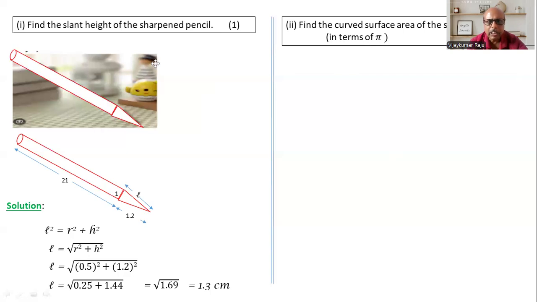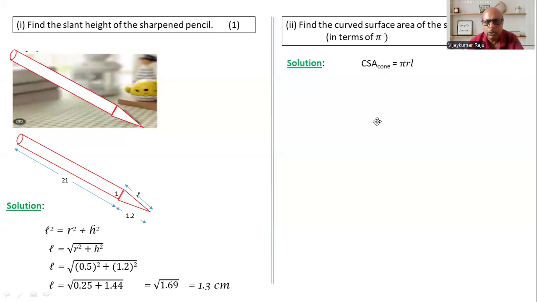Find the curved surface area of the sharpened part of the pencil in terms of pi. We want to find the curved surface area of this pencil. Okay, and in terms of pi only, don't use the value of pi. Just keep pi as pi only. So that is the solution.